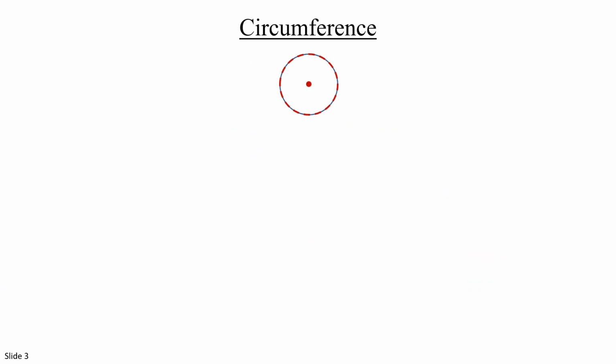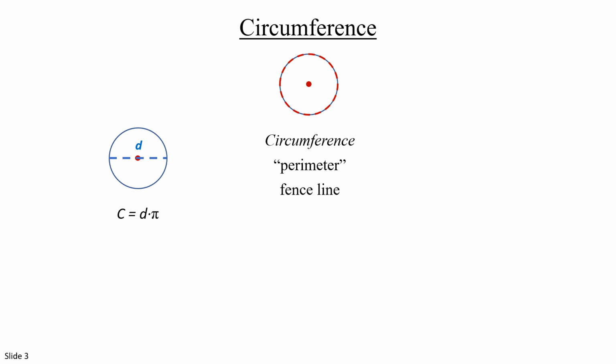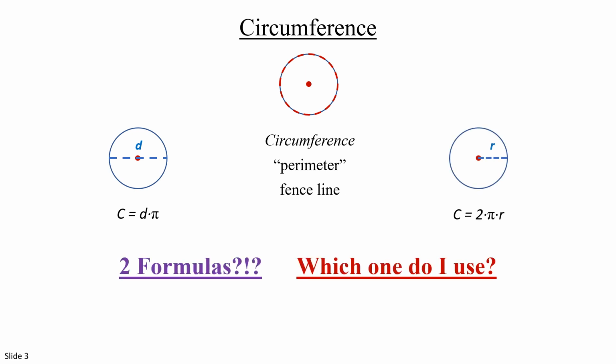Circumference. So we have our circle. Remember, circumference is perimeter for a circle or fence line. So there's 2 formulas. If you have the diameter, its circumference is diameter times pi. If you have the radius, the circumference is 2 times pi times radius. That's 2 formulas. Wait a minute, which one do I use? I don't know which one to use.